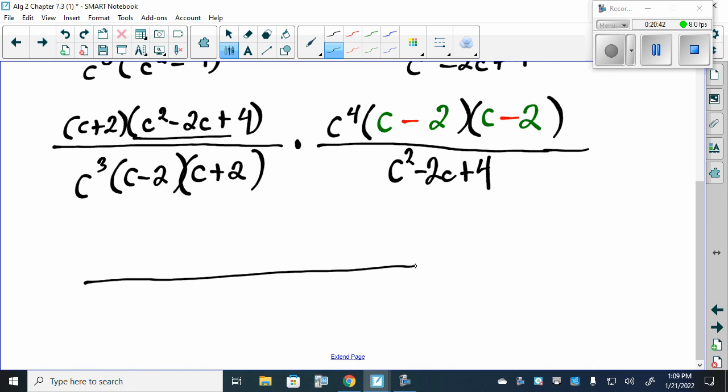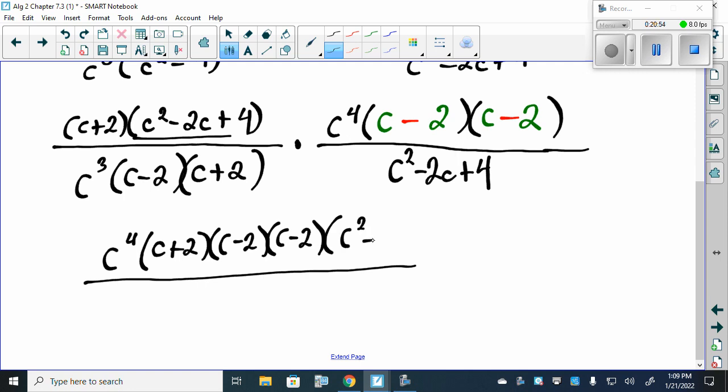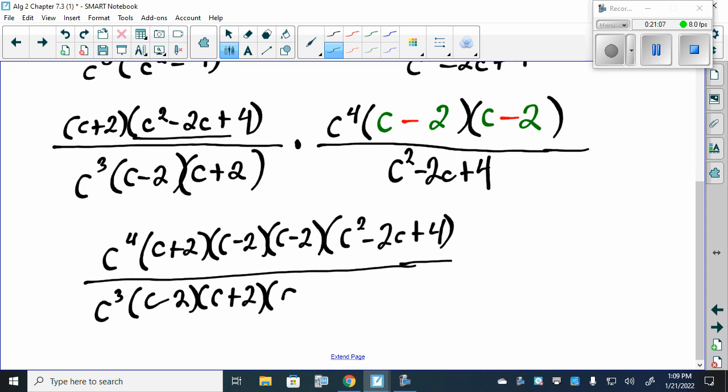And lastly, we can multiply these all together. So we would have c to the 4th times c plus 2 times c minus 2 times c minus 2 times c squared minus 2c plus 4, all over c cubed times c minus 2 times c plus 2 times c squared minus 2c plus 4.